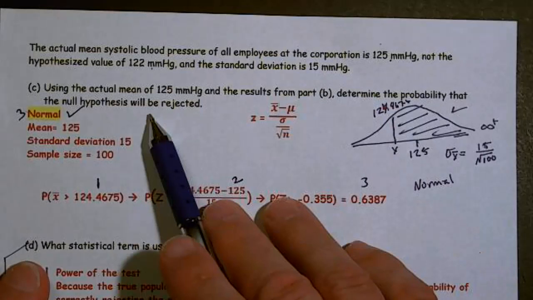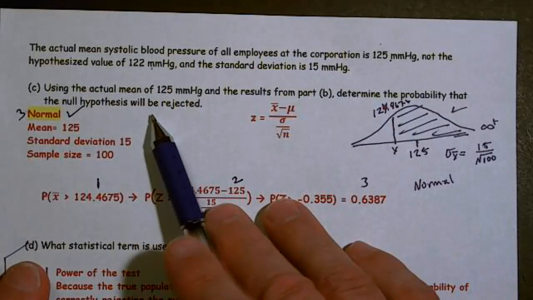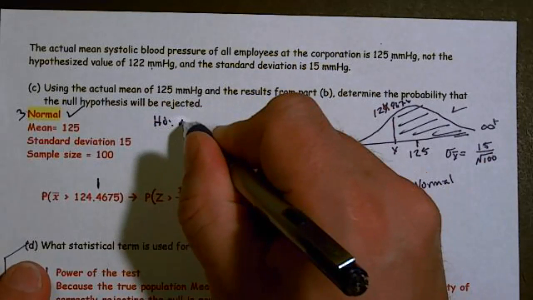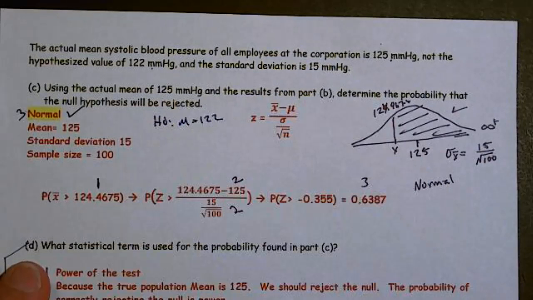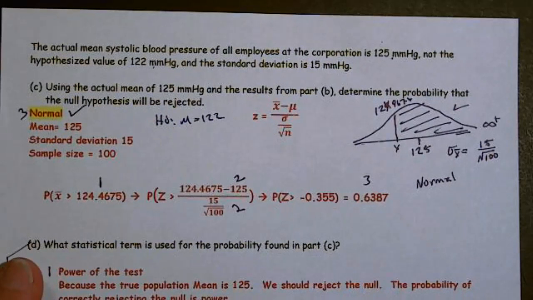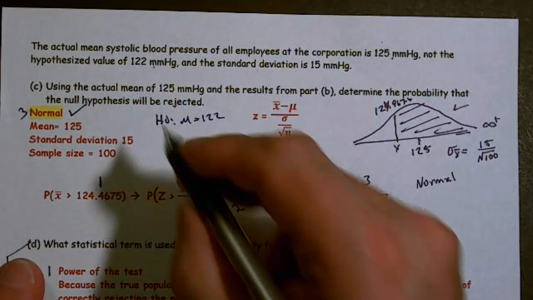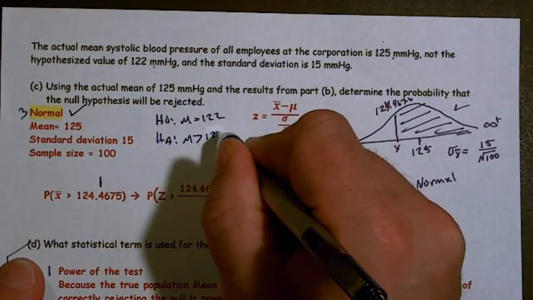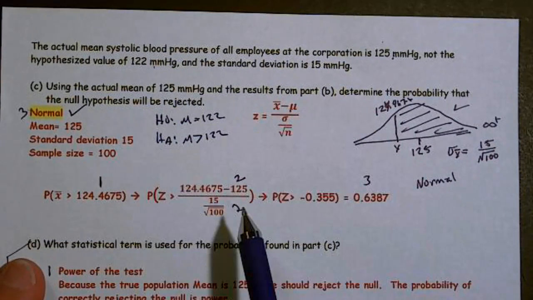Determine the probability the null hypothesis will be rejected. Well, what was our null? Our null was that the mean equals 122. All right, so the null was the mean equals 122, and the alternative was the mean was greater than 122. Turns out the population mean is 125.